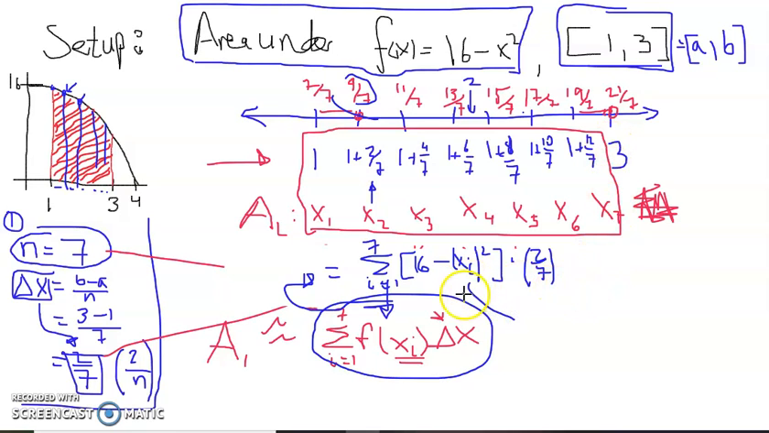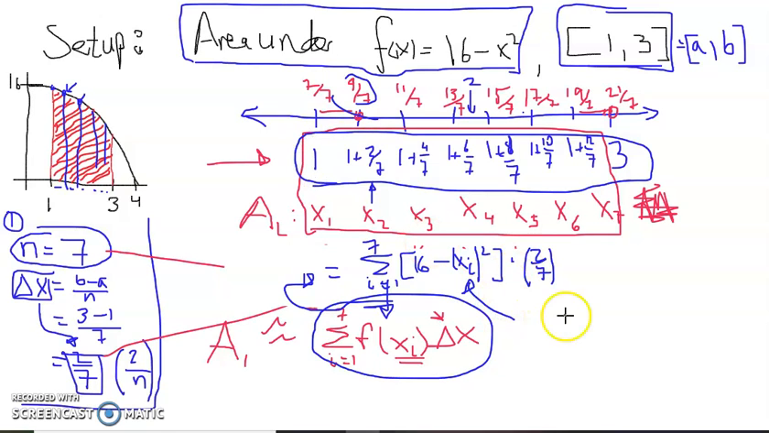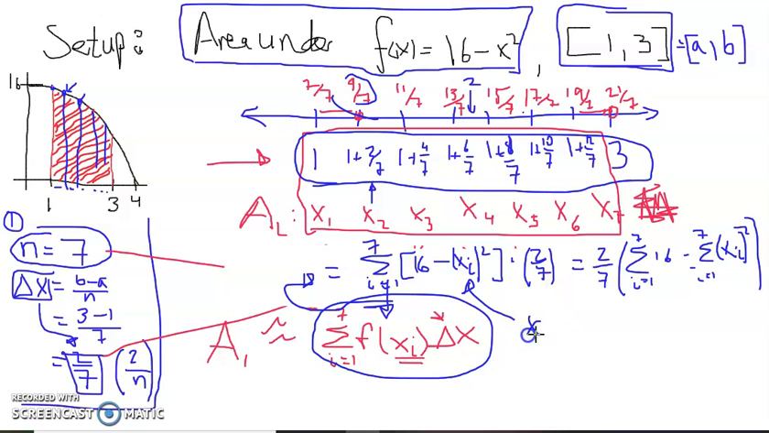Okay, so if we can figure out an actual value for x_i based on this, we can just plug that in. And of course, you can bring the 2 sevenths up front. And then you have 16 minus the sum 1 to 7 of x sub i squared. But that's the tricky part, x sub i. What is that in terms of i?